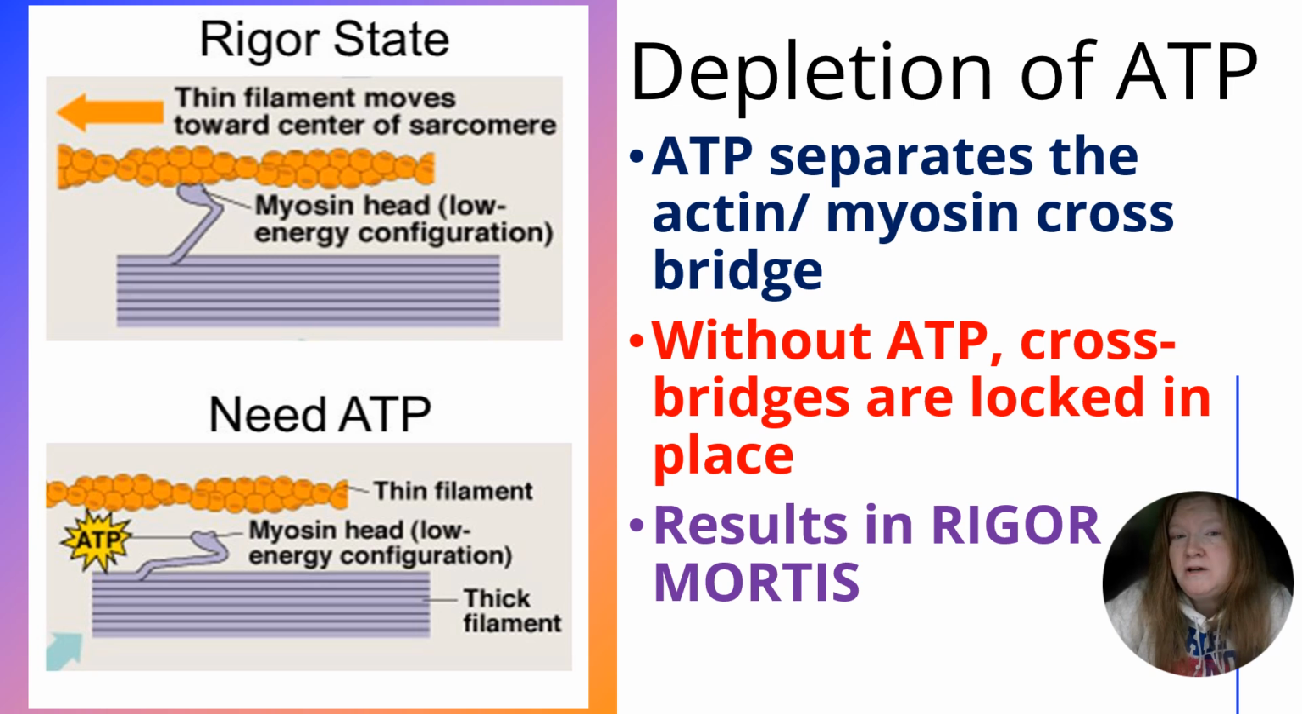Well, there is depletion of ATP. So we have actin and myosin that are working together to contract a muscle. And we need ATP to separate the actin and myosin cross bridges. So without ATP, the cross bridges are locked in place, because the muscle cells have some ATP hanging around for when it's needed. So after death, it uses up some of that ATP. But what happens is those muscles get locked in place. That results in rigor mortis.